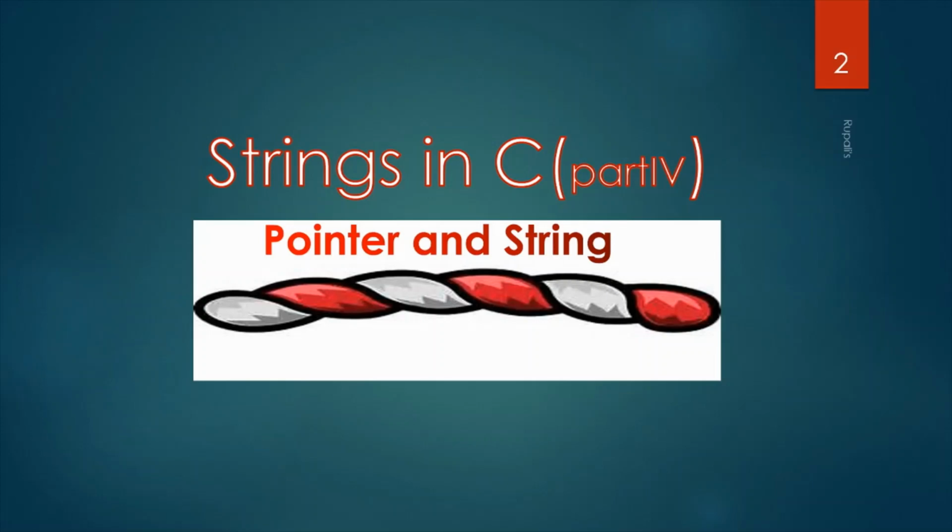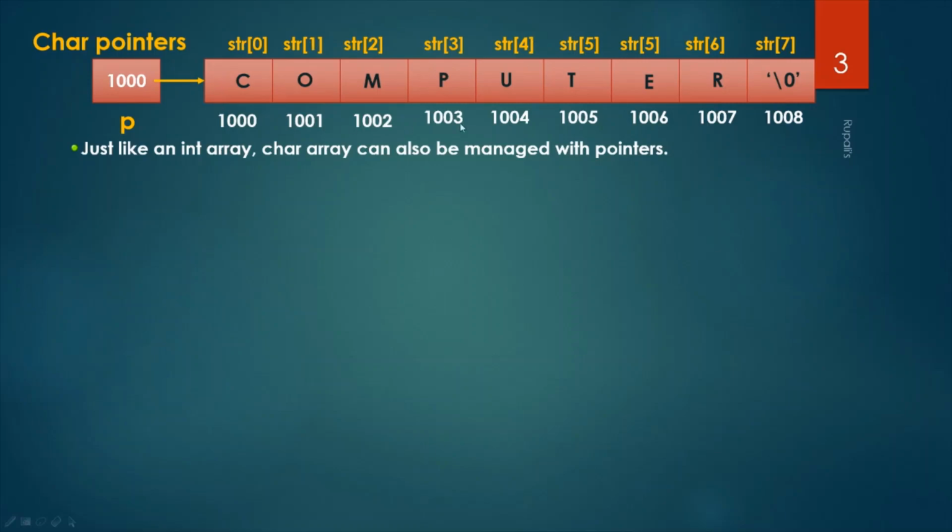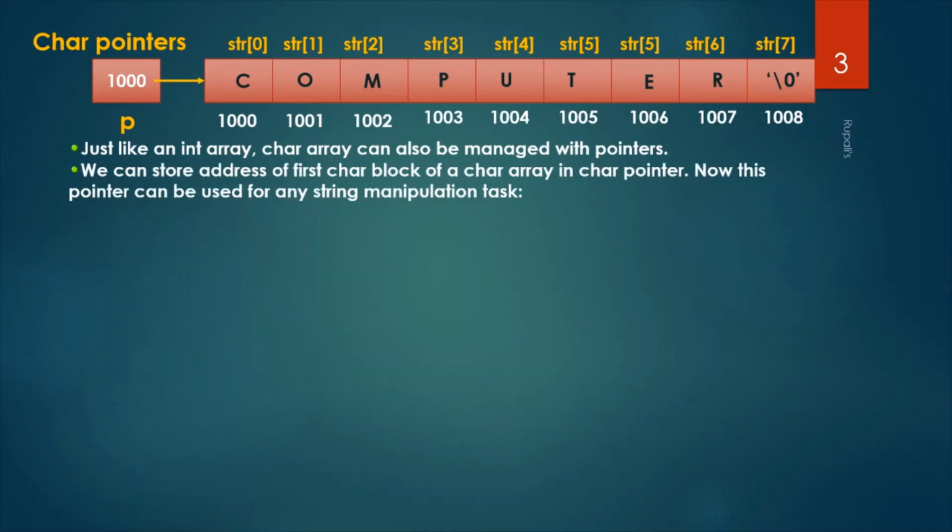Today we will learn pointer and string. This is part 4. So, see here. Just like an int array, a character array can also be managed with a pointer. So this is one character array. We can manage this character array using a pointer. We can store the address of the first character block of a character array in a character pointer. So if this is a character array, the first block address is stored in the character pointer. Now this pointer can be used for any string manipulation task.